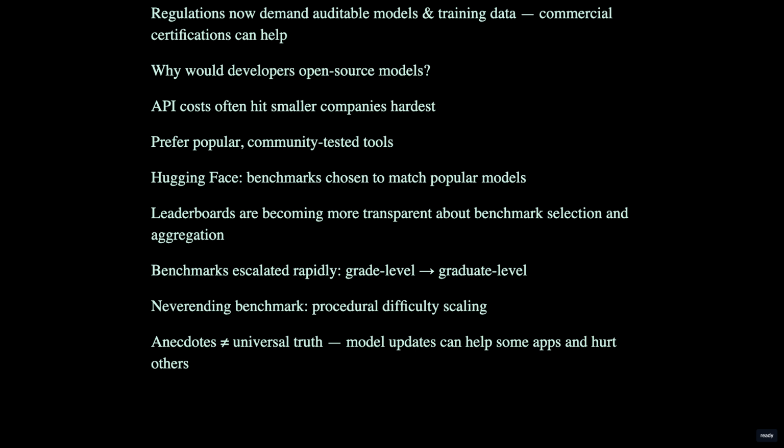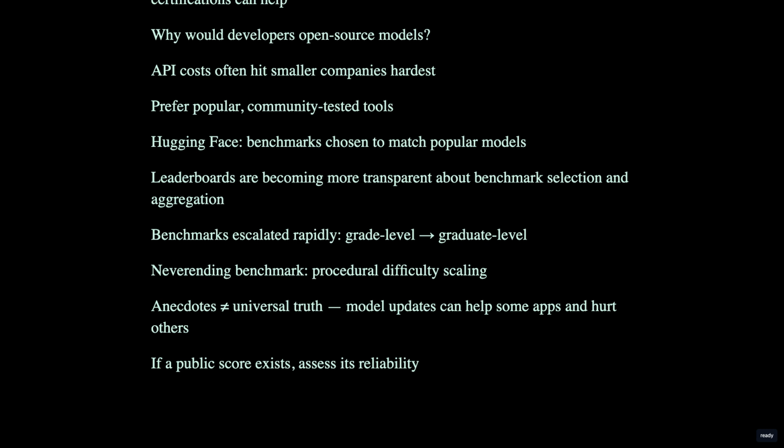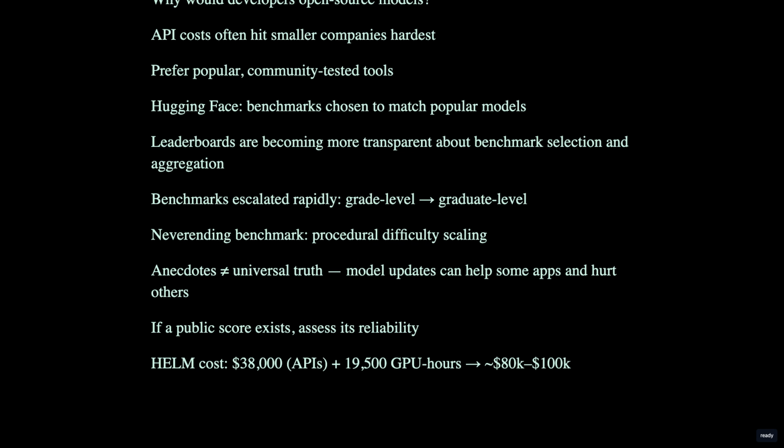The same model update can improve one application and degrade another. For example, moving from GPT 3.5-0301 to GPT 3.5-1006 produced a 10% drop on VoiceFlow's intent classification while improving GoDaddy's customer support chatbot, so always evaluate changes on your own data and metrics. Don't accept a published score at face value. Look at who produced it, the data and methods behind it, whether it's been validated or peer-reviewed, and whether results are recent and reproducible. The HELM study reports $38,000 spent on commercial APIs plus 19,500 GPU hours for open models.